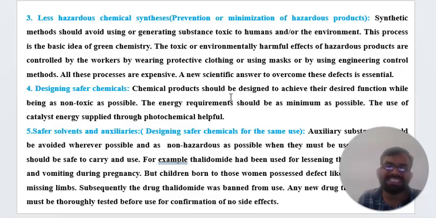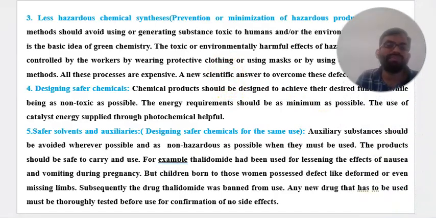And the fourth one is designing safer chemicals. Chemical products should be designed to achieve their desired function while being as non-toxic as possible. The energy required should be as minimal as possible. The use of a catalyst, or energy supplied through photochemical reactions, is useful. Why? Because sunlight can be used as a catalyst to control the entire reaction.